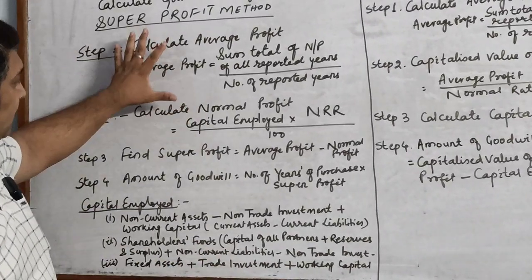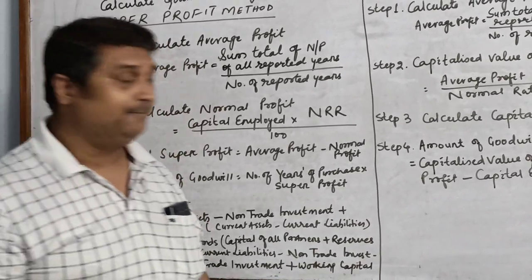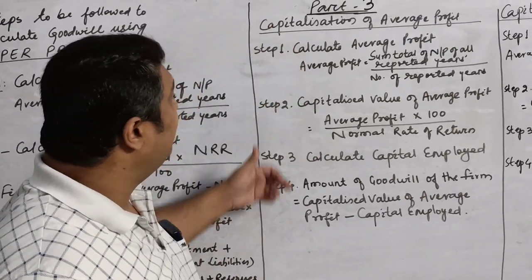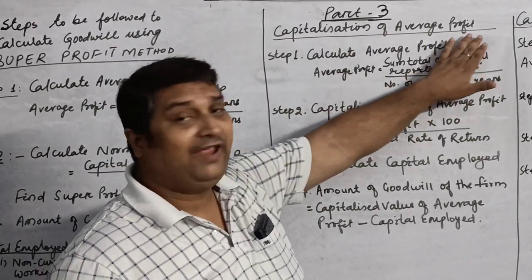So these are the steps using which you will be able to calculate super profit. Now, let's come to the various steps which we need to follow to calculate the goodwill by using capitalization of average profit.